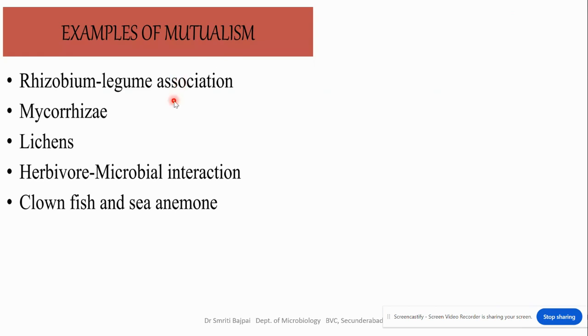Coming to the examples of mutualism, here we have taken five examples. First is the rhizobium legume association. Second is the mycorrhiza. Third is lichen. Fourth is herbivore microbe interaction, and fifth is clownfish and sea anemone.